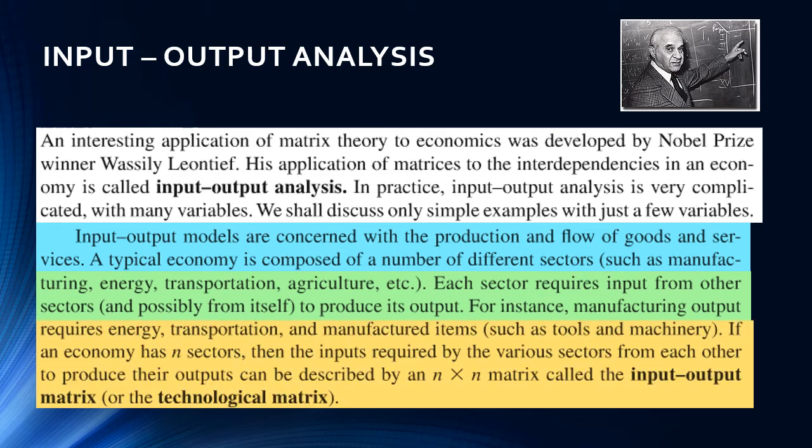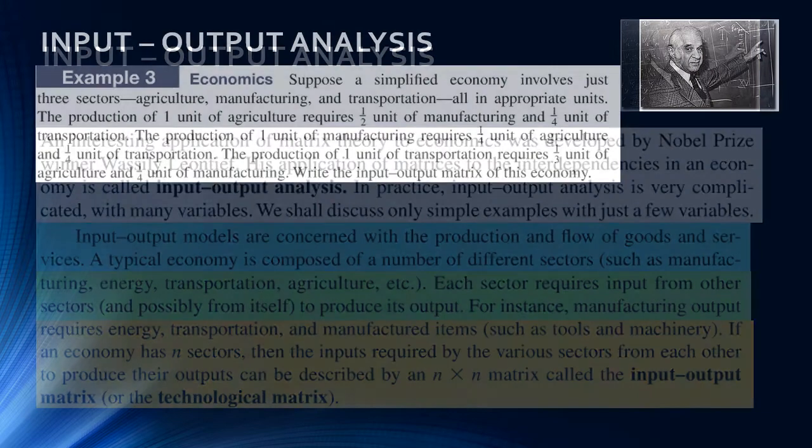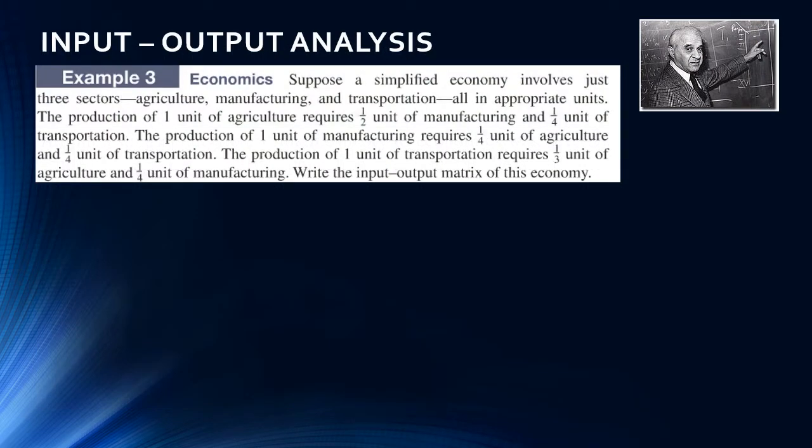If an economy has n sectors, n representing a number of sectors, then the inputs required by the various sectors from each other to produce their outputs can be described by an n by n matrix. So if we have n sectors, what we're going to have is a square matrix of that same number. So our matrix is going to be n by n. So if we have 3 sectors, we're going to have a 3 by 3 input-output matrix. This is also sometimes called the technological matrix. Okay, so let's look at an example.